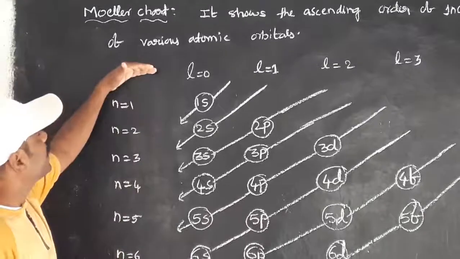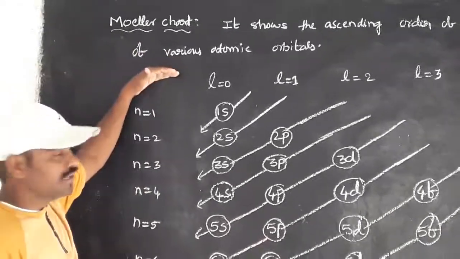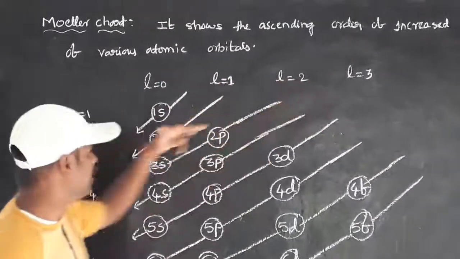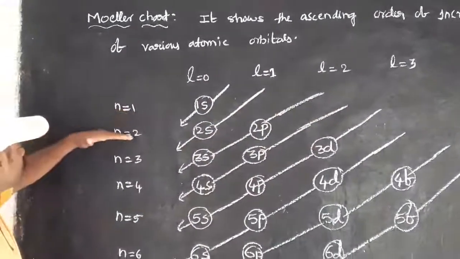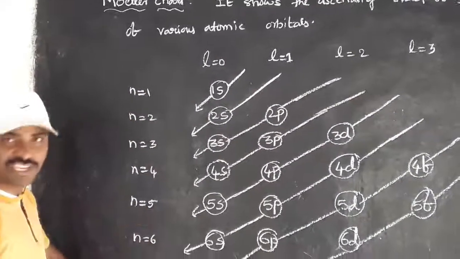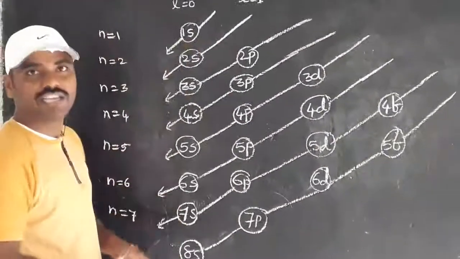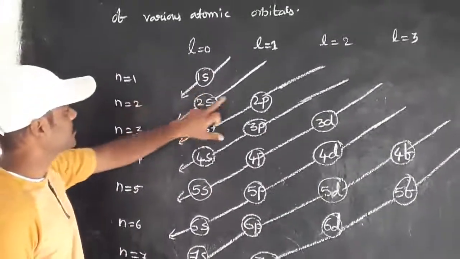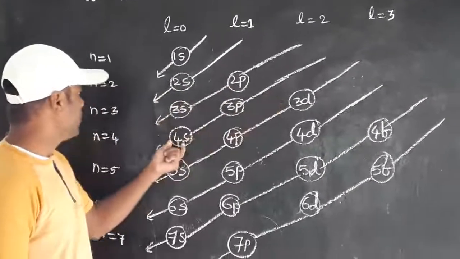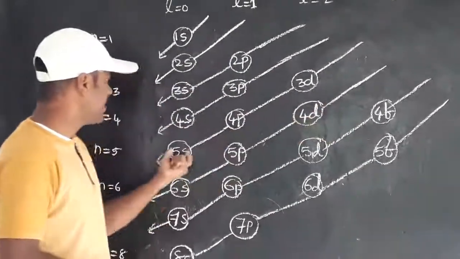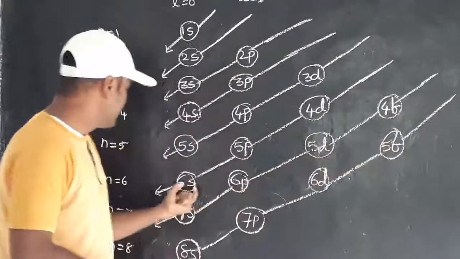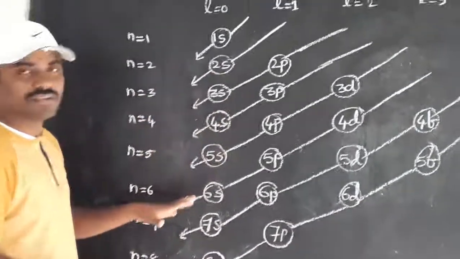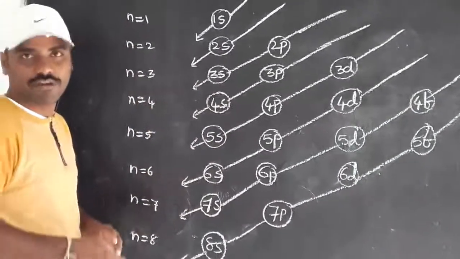So he took particular L values of 0, 1, 2, 3, and based on the energy shells n equal to 1, 2, 3, 4, 5, 6, 7, 8, he designed a chart that we call the Moeller chart. So here we have 1s, 2s, 2p, 3s, 3p, 3d, 4s, 4p, 4d, 4f, 5s, 5p, 5d, 5f, 6s, 6p, 6d, 7s, 7p, 8s. These are the orbitals present in particular energy levels, right?